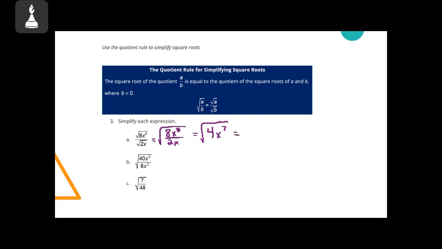Well, I know I can square root 4. I can square root 4 and get 2. x to the 7th is an odd power. So I need to think to myself, okay, how many times does 2 go into 7? That's 3 times. And then there's 1 left over. So this entire fraction back here simplifies to 2x cubed times the square root of x.